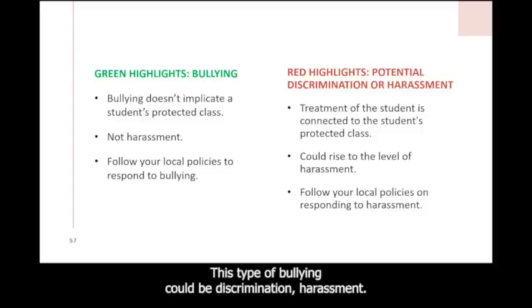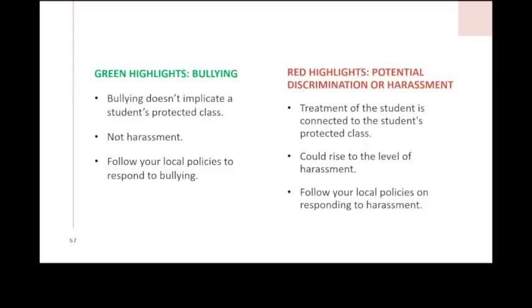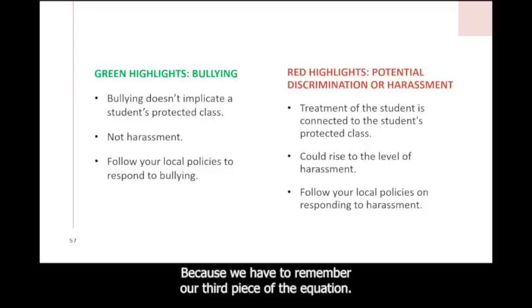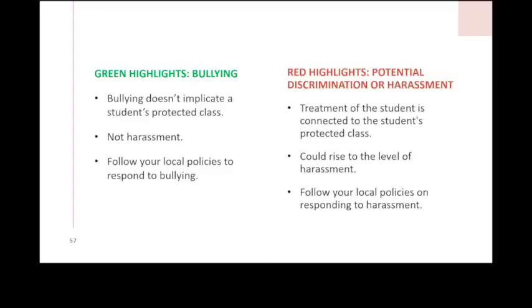This type of bullying could be discrimination or harassment. Why do I say could be? Because we have to remember our third piece of the equation. Does it rise to the particular level of harm or impact to the student such that it qualifies? So there will be times when maybe it doesn't meet that level or it doesn't meet that definition. It can still be bullying. At the end of the day, you don't need to know exactly where this line is.